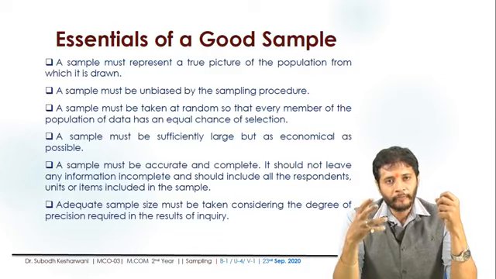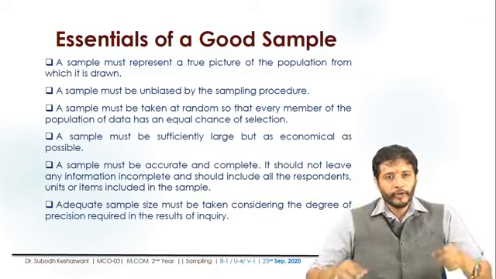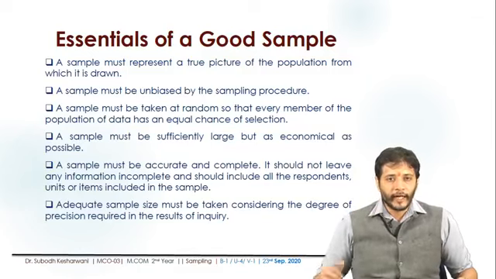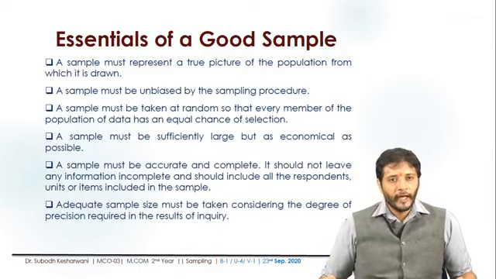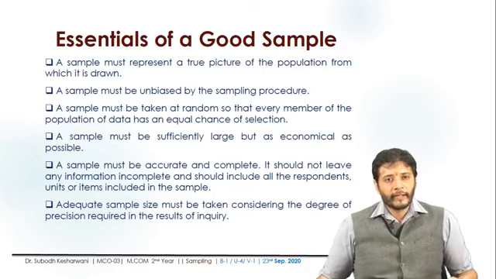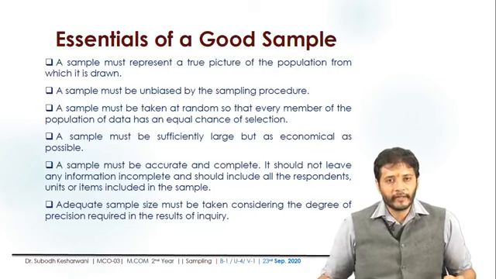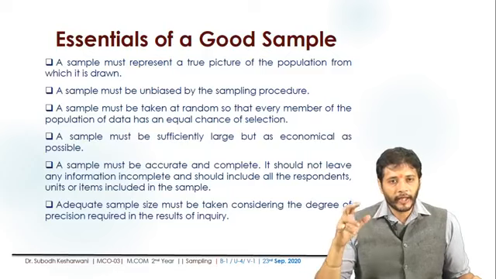If you take biased information, ultimately you will lead to a conclusion which is not fruitful to you. So a sample must be taken at random so that every member of the population has an equal chance of selection. A sample must be sufficiently large but as economical as possible, and that is very true, because economics is also going to play a very important role. And a sample must be accurate and complete.